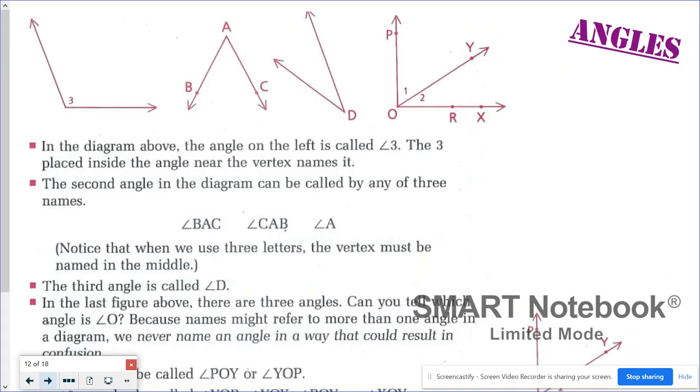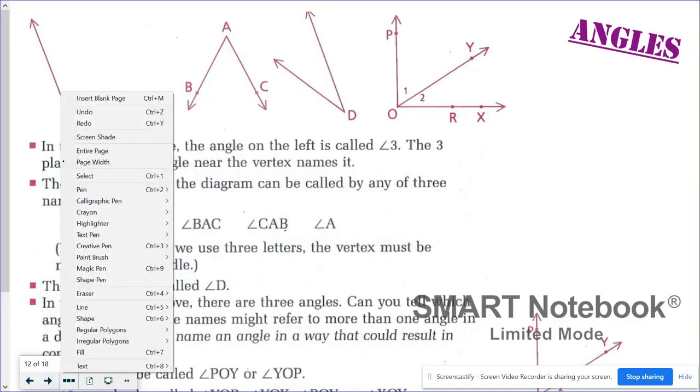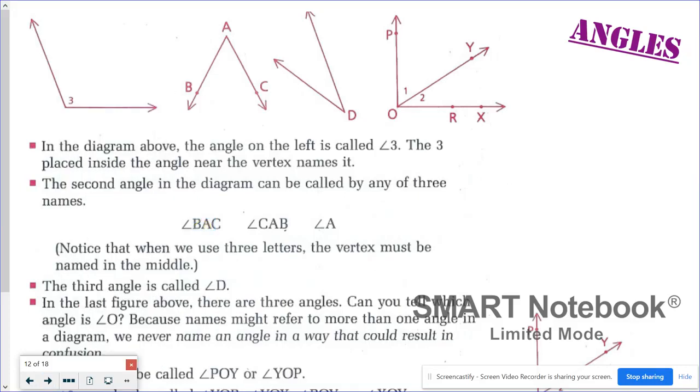Sometimes in our diagrams, we will see a little number written near the vertex of the angle. And if it's not a measurement, we can use it to name the angle, and that's what they're talking about here. So they're saying we can call this angle angle 3. And so that's how I'd write it, angle 3. Now the angle right next to it, I can safely call it angle A because there's only one angle A there. Or I can call it angle BAC or angle CAB. Vertex is always in the middle. The third angle goes by angle D.